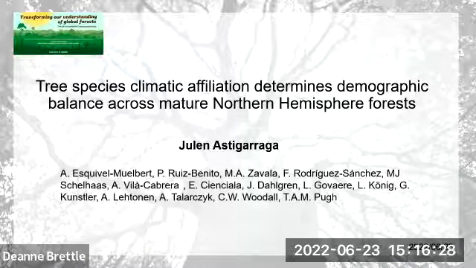Yeah, all right. Okay, so I'm going to present a project that we have been working on for some time, with a pretty large number of co-authors, as you can see. The main idea is to understand how climate affects forest demography at the tree level.